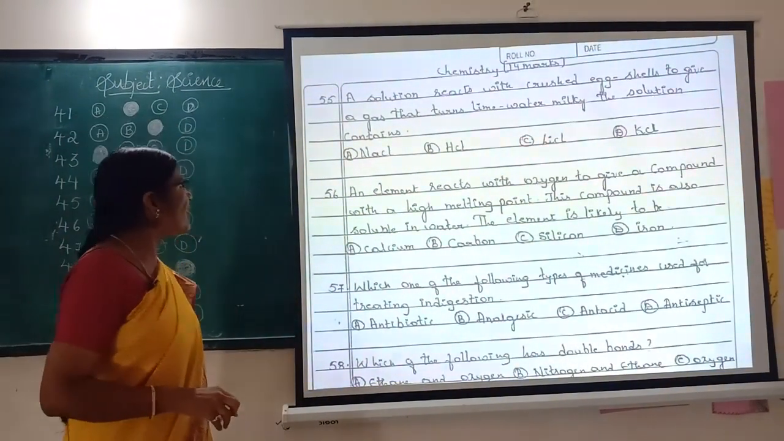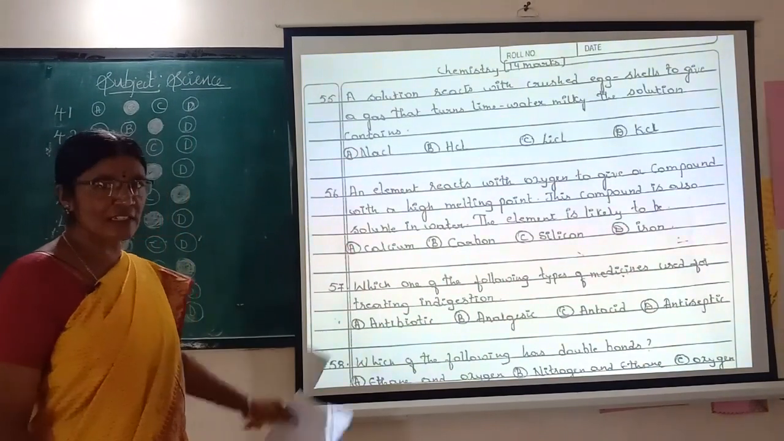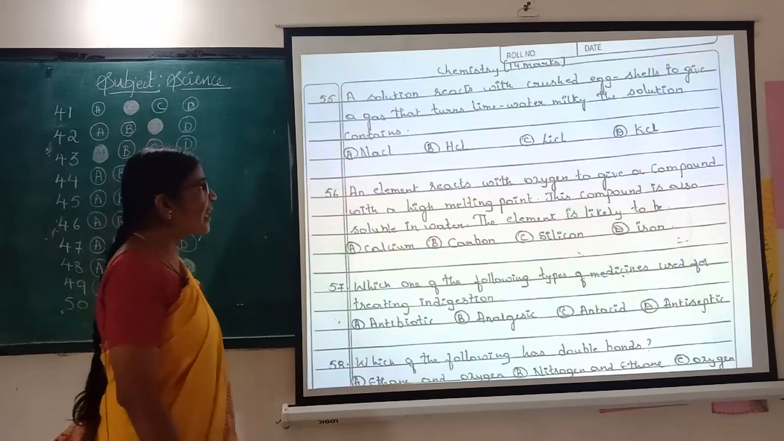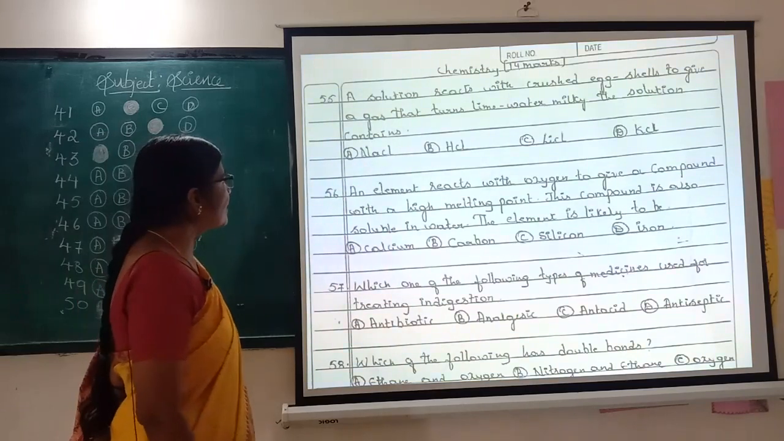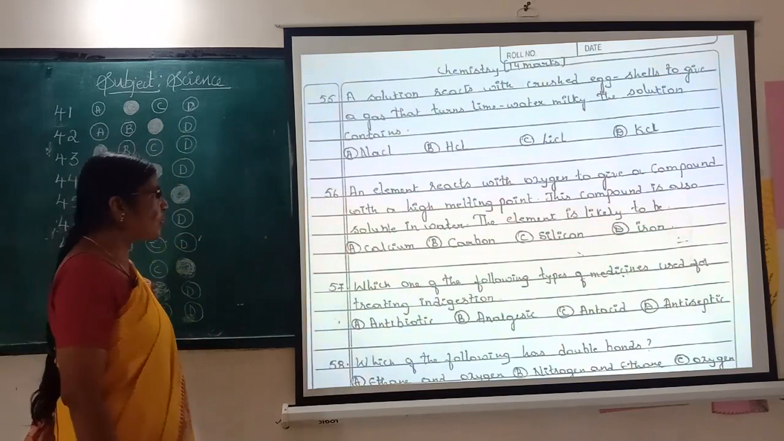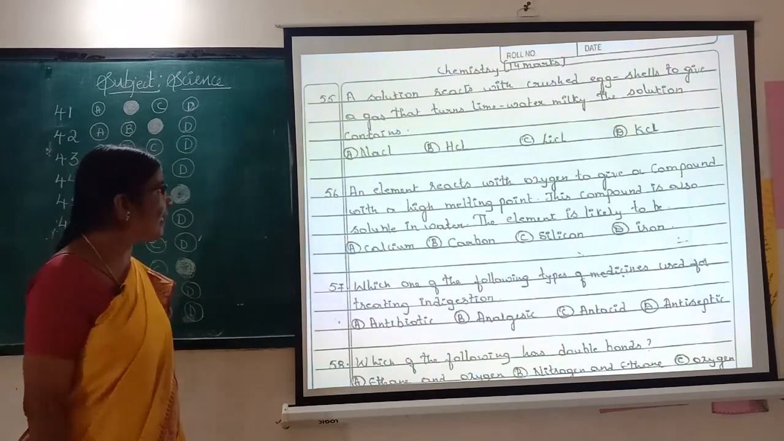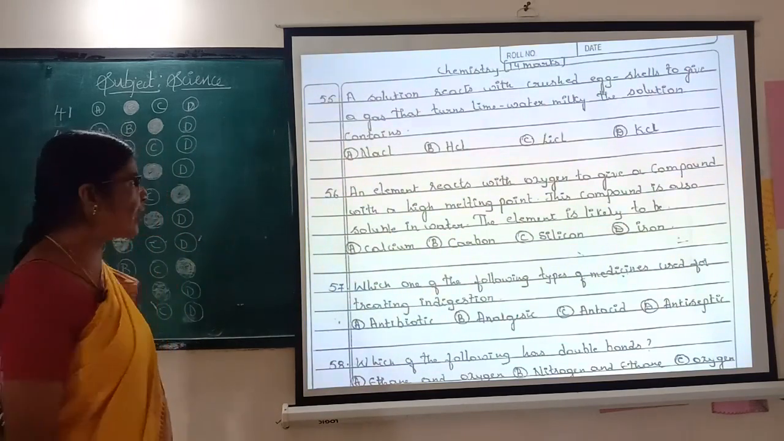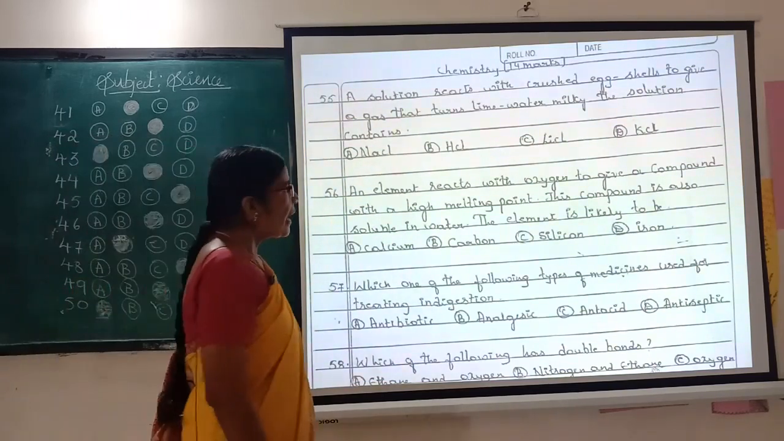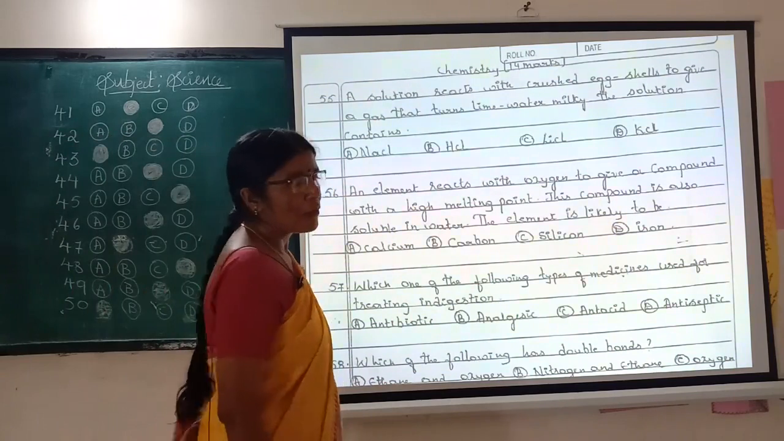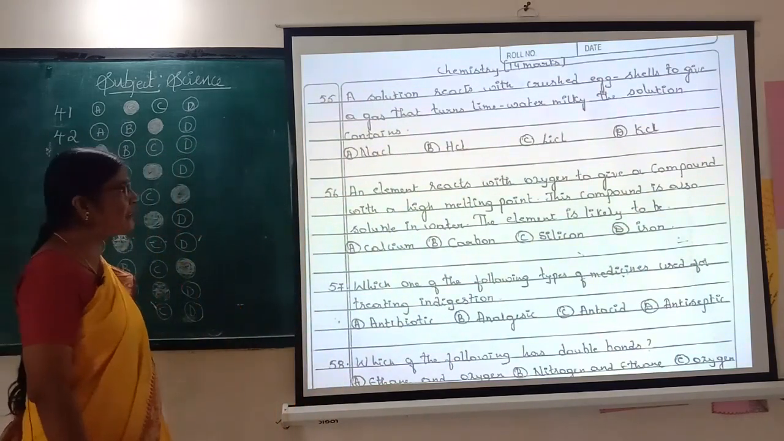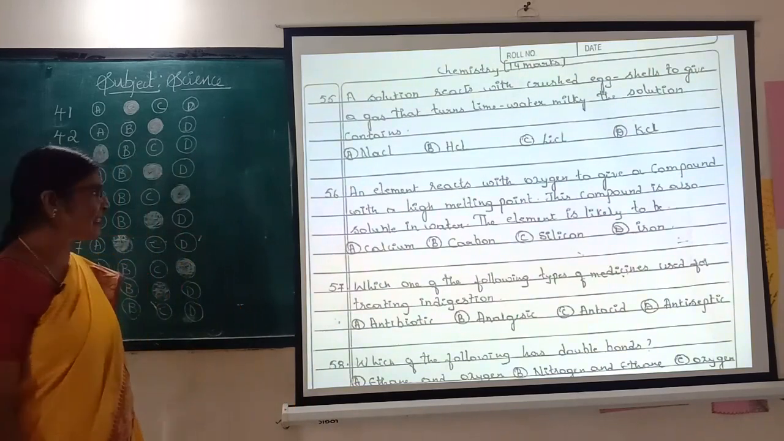Now the 55th question, that is chemistry, starts. A solution reacts with crushed eggshells to give a gas that turns lime water milky. The solution contains option A, NaCl, sodium chloride; HCl, hydrochloric acid; lithium chloride; and potassium chloride. 4 options are given. B option is the right answer, that is hydrochloric acid, HCl.